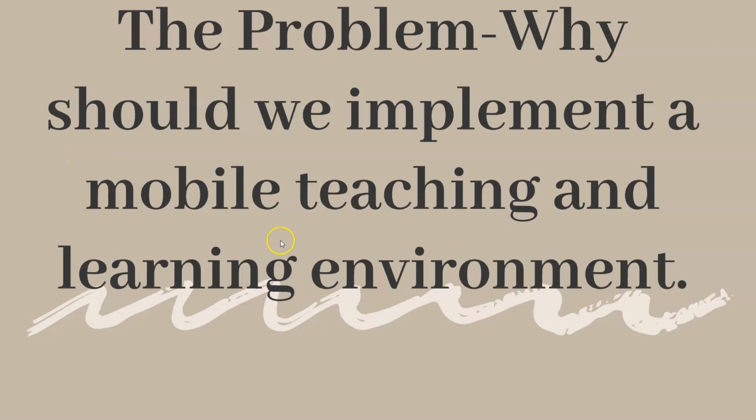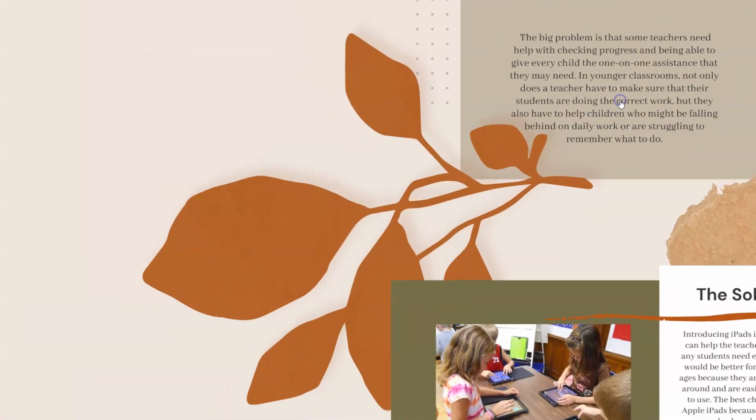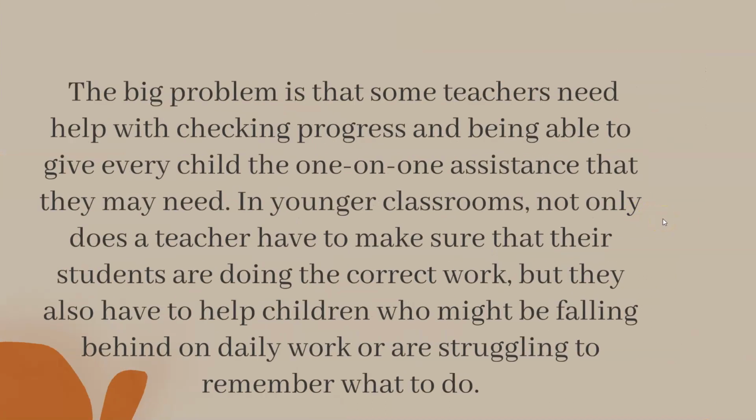The first thing we'll talk about is a problem and why we should implement teaching in the learning environment. The big problem is that some teachers need some help checking on progress and being able to give each child that one-on-one assistance that they may need. This is mostly because a lot of classrooms have a very extreme difference from singular teacher to students. Most classes could have upwards of one teacher to about 15 to 20 students, and some could even have more, and only have that responsibility be split between two classes.